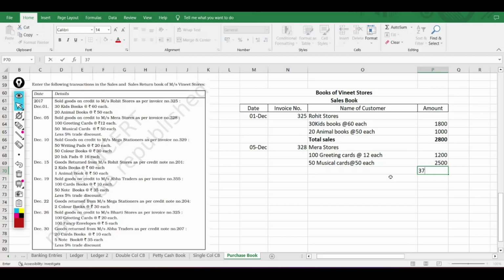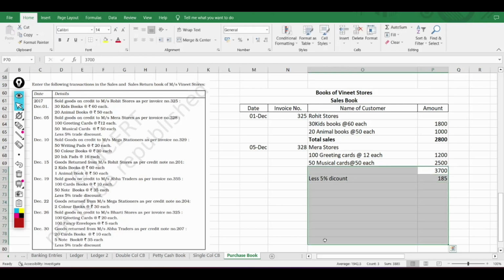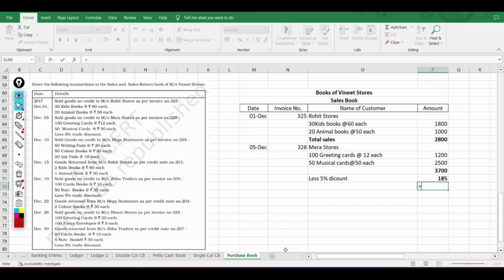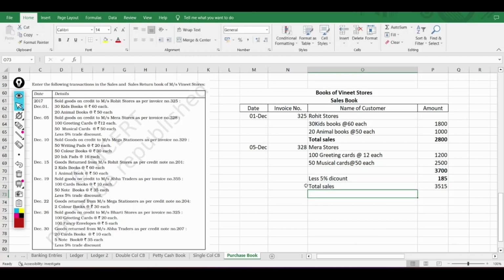That is 3700. But here less 5% discount is allowed. So on 3700, 5% discount will be allowed, which is equal to rupees 185. Now from this 3700, deduct rupees 185, our total credit sales will be available. That is 3700 minus 185. So 3015 is total credit sales for Meera stores.